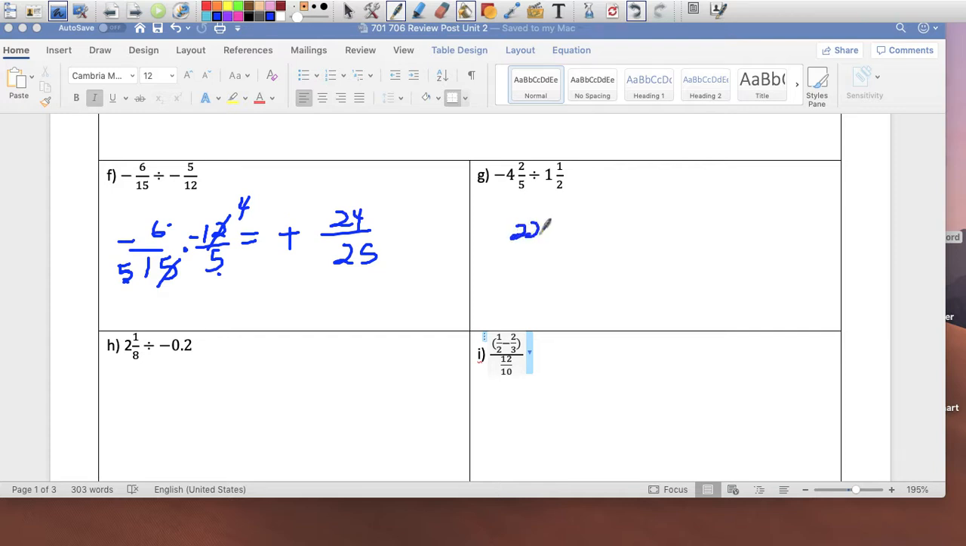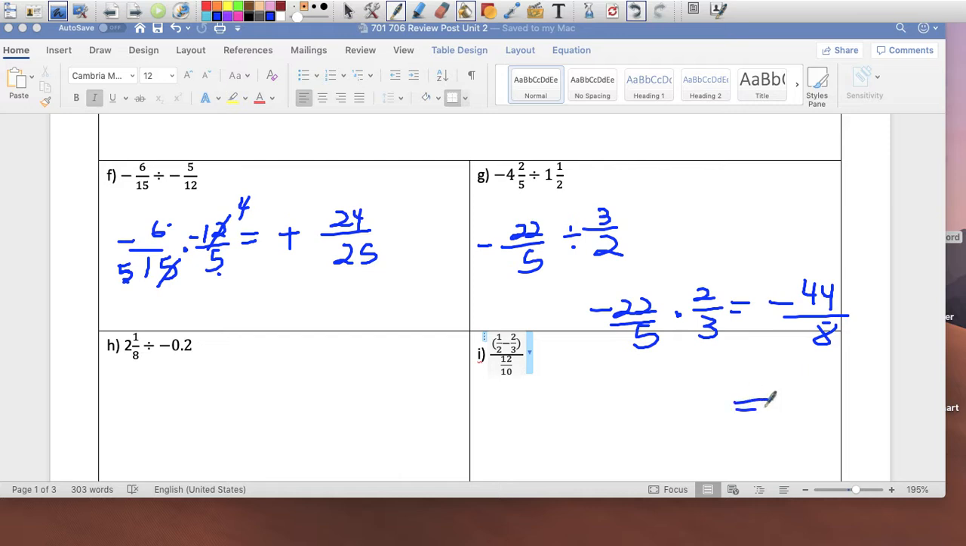I want to change this to a mixed number. So it's going to be 22 over 5. And then 2 times 1 is 2, plus 1 is 3 over 2 is that. So now I can change to multiplication: negative 22 over 5 times 2 over 3. Can I simplify? No. Negative times a positive is a negative. 22 times 2 is 44, and 5 times 3 is 8.